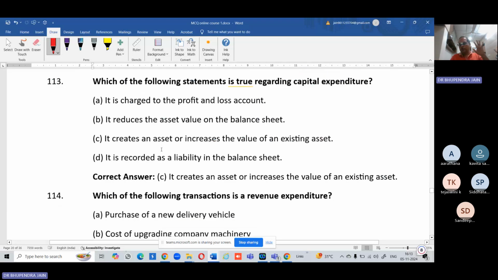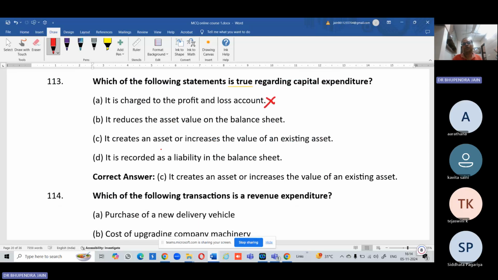But we will discuss two or three more questions now, only up to 115. Then we will discuss the remaining in the next class. Which of the following statements is true regarding capital expenditure? It's charged to the profit and loss account, wrong, because capital expenditure is charged in the balance sheet. It reduces the asset value on the balance sheet, wrong. It increases the asset value in the balance sheet: create an asset or increase the value of an existing asset. This is the correct answer. It records the liability in the balance sheet, this is also wrong.